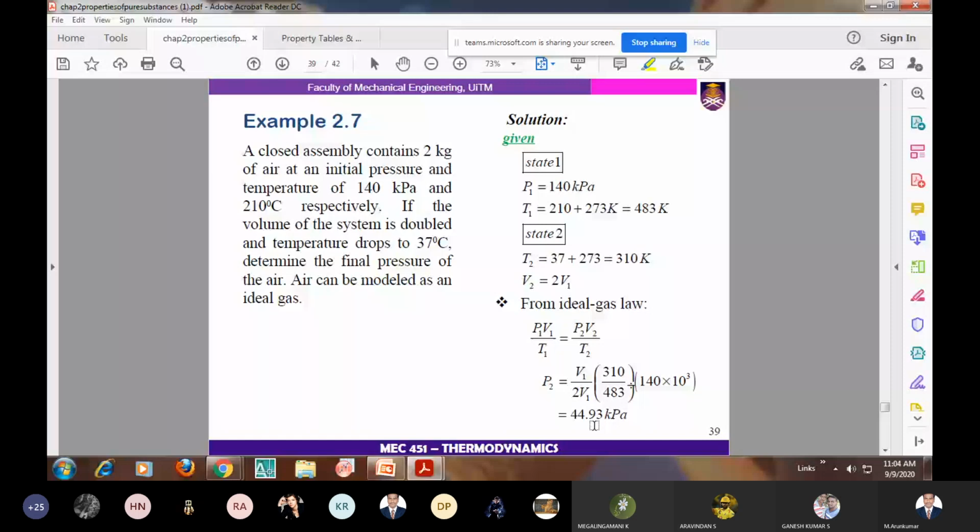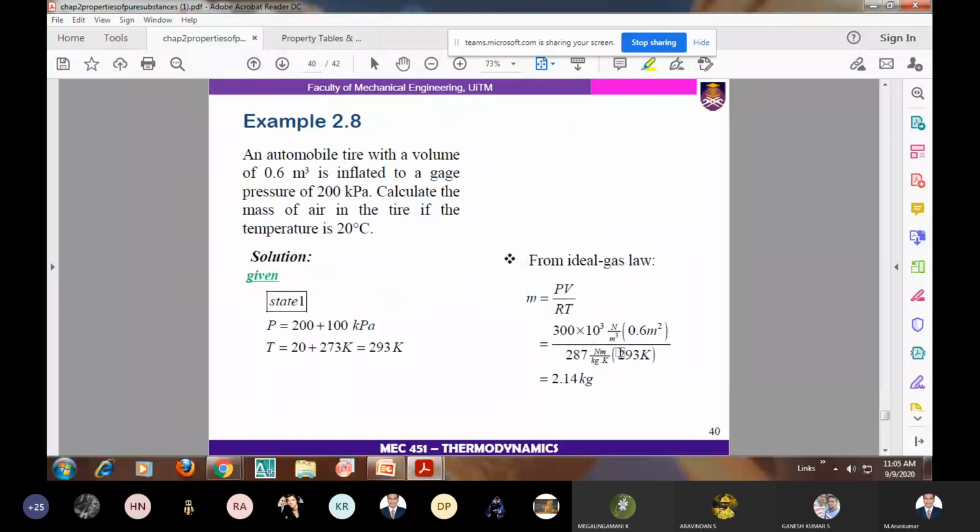Cross check these answers by yourself, then only we can get practice. So these two problems are the same. We can move to the next problem.